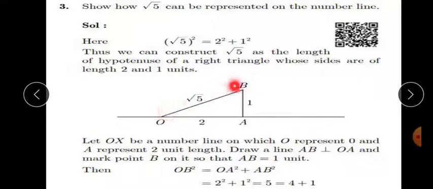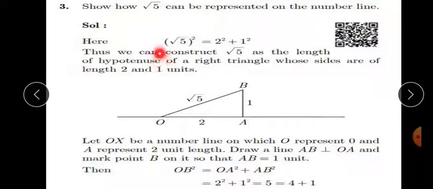I will repeat once more. This is the hypotenuse, this is the base, and this is the perpendicular. Whenever we draw a right angle triangle, Pythagoras states that the sum of squares of base and perpendicular is equal to the square of the hypotenuse. It means 2 square plus 1 square is equal to root 5 square. You will get the same value.